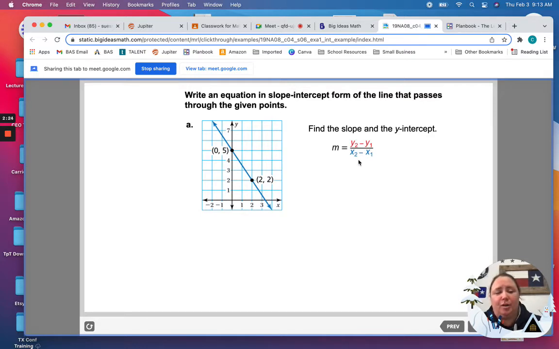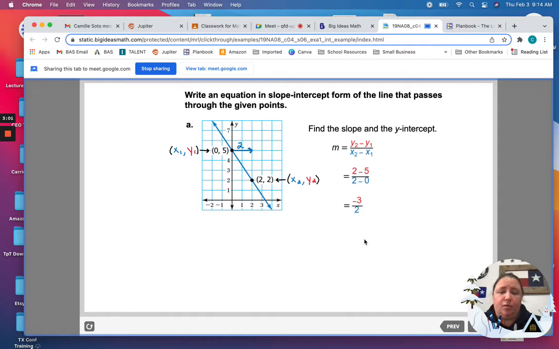So we're going to use our equation y2 minus y1 over x2 minus x1. Again, it doesn't matter which one you assign as the 1s and the 2s, as long as you keep the 2s with the 2s and the 1s with the 1s. All right, so we're going to do 2 minus 5. I would have done that the other way, but that's okay. And 2 minus 0. So what is 2 minus 5? Negative 3. And 2 minus 0? 2. So our slope is negative 3 over 2.